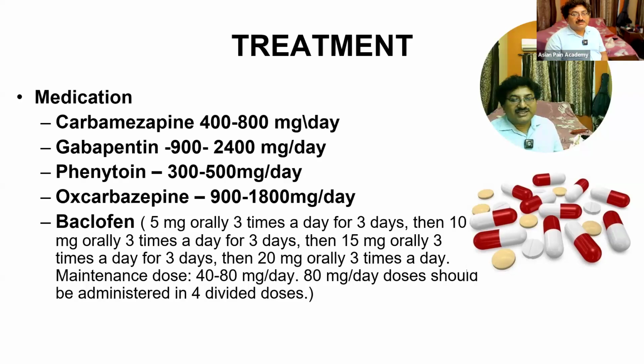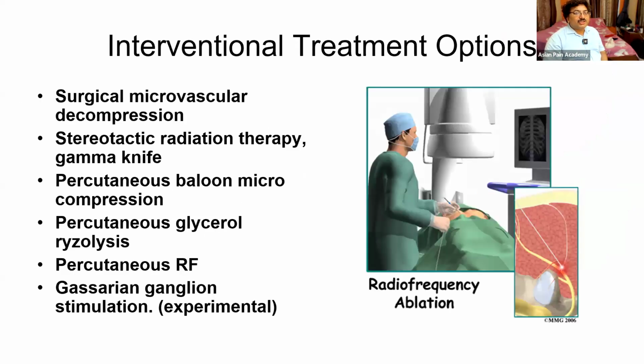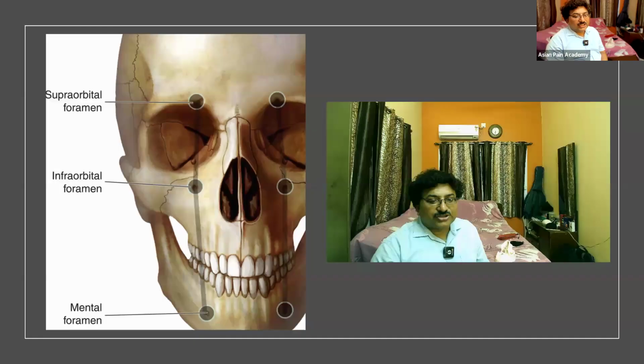Apart from that, simple analgesics like paracetamol and weak opioids like tramadol can also be used in association. Now coming to the treatment options, we have the surgical options: surgical microvascular decompression, stereotactic radiation therapy or gamma knife therapy, percutaneous balloon microcompression, percutaneous glycerol rhizolysis, percutaneous radiofrequency, and an experimental treatment, Gasserian ganglion stimulation, but it is not routinely done.